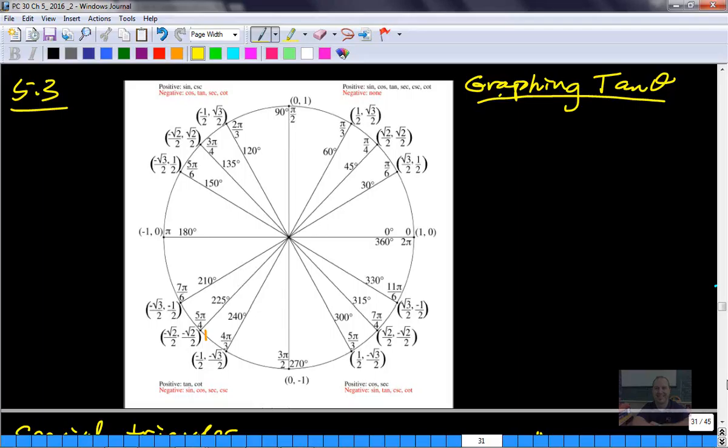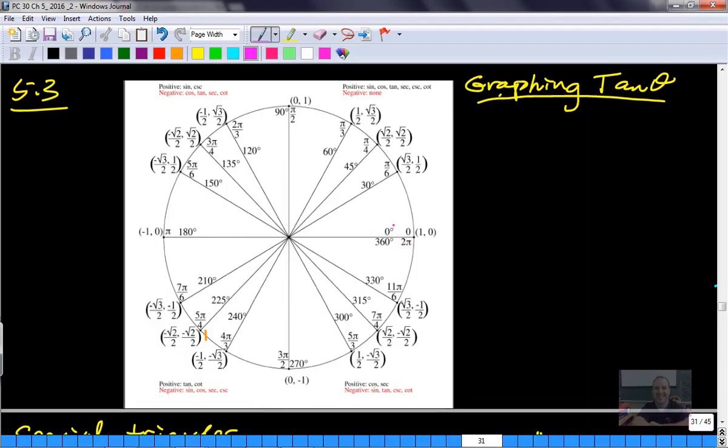All right, so 5.3, we're going to look at the tan function and graphing the tan function. If you have your unit circles handy, like I have up here on the screen, you can have yours out. That might be good to refer to. We're going to use the unit circle to determine values of tan for a whole bunch of these angles. And then I'm going to show you another way that you don't need the unit circle for, another way that you can remember these angles without the unit circle.